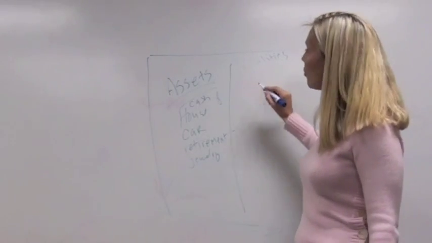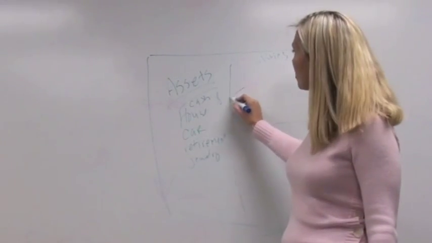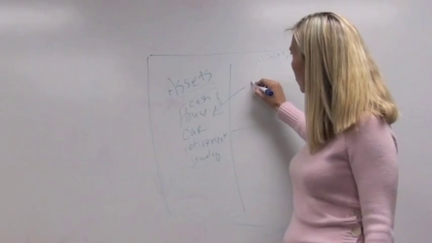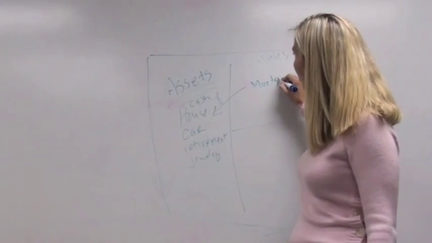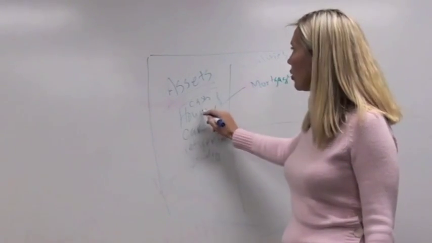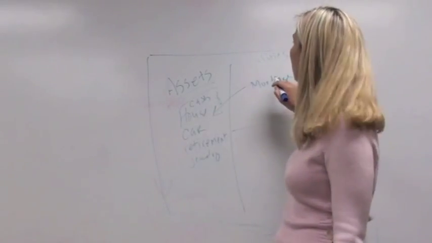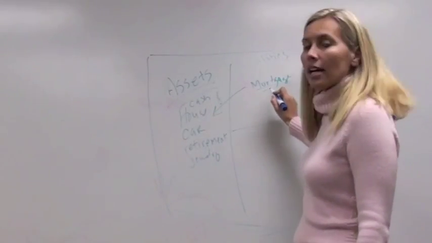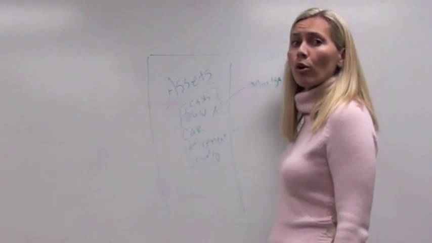Liabilities are anything that you owe. So most of the time they correspond with this side. So with the house, I have a mortgage. You do not include rent. Rent is just like you wouldn't include it as an asset, you wouldn't include it as a liability. It's the mortgage. It's not your monthly amount, it's your total mortgage that you owe.